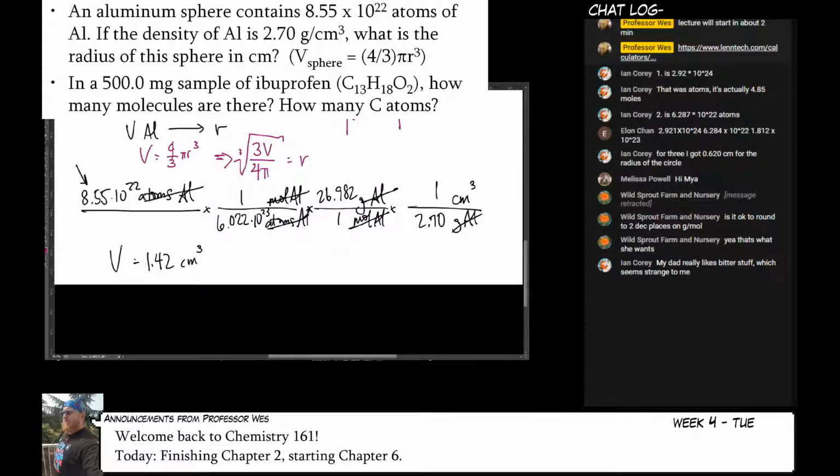Okay, well, if this is the volume, I can now put this into the formula. So cube root 3 times the volume divided by 4 pi. Now, you can punch this into Wolfram Alpha. You could use your calculator. Any method works, but really what I'm going to do is put all this in parentheses. 3 times 1.42 divided by parentheses 4 times pi. And then I'm going to raise that to the power of 1 divided by 3.